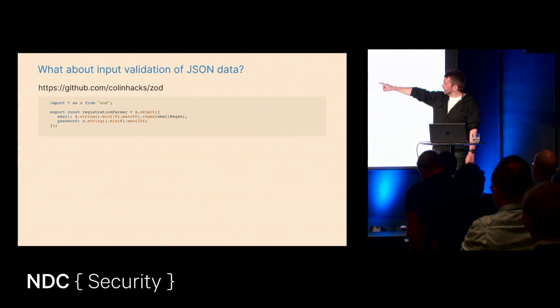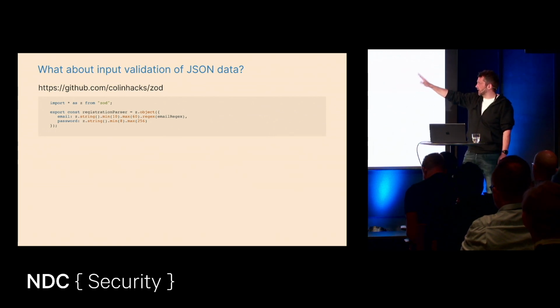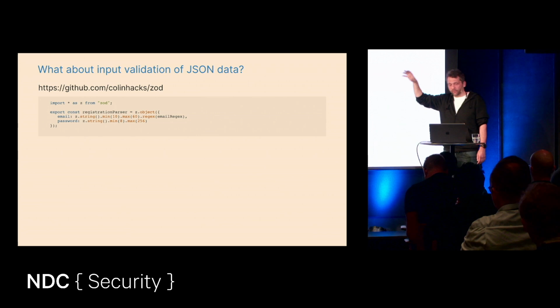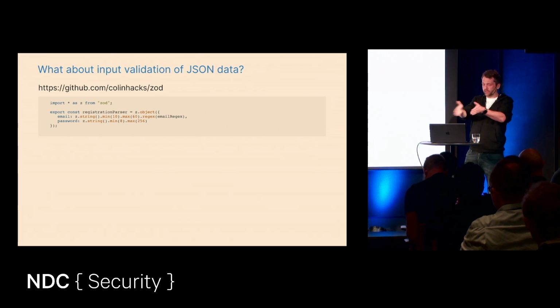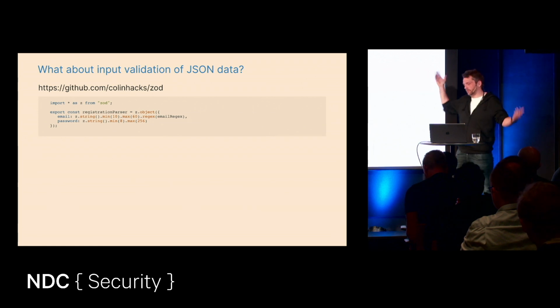In this case, I'm creating a registration parser, and I'm saying, okay, an email is a string, it has a minimum length of 10 and a maximum size of 60, and it's going to match a specific regex. I take the regex from the specs for what you allow in a browser for an input field of type email, and use that. So that's one way to go. For a password in this case, I'm just going to check that it's a string and it has a length between 8 and 256.